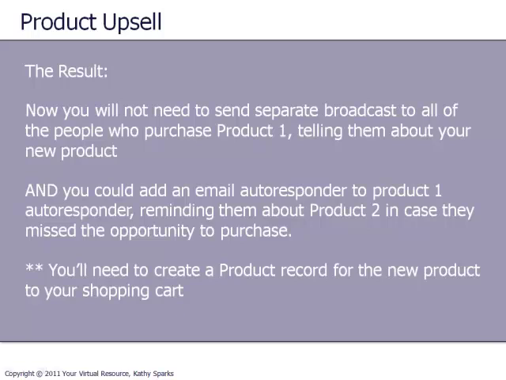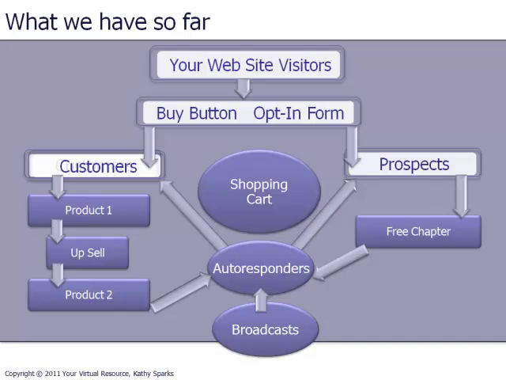So here's what we have so far. We've gone through the buy button. We've gone all the way to product. But now the customer is shown the upsell. The upsell is product 2. All of the information, if the customer goes ahead and buys product 2, the product order is logged in the shopping cart, just like product 1 is logged into the shopping cart.